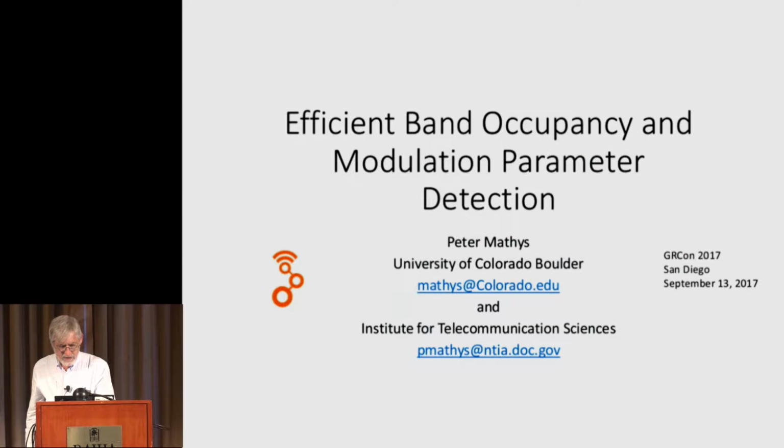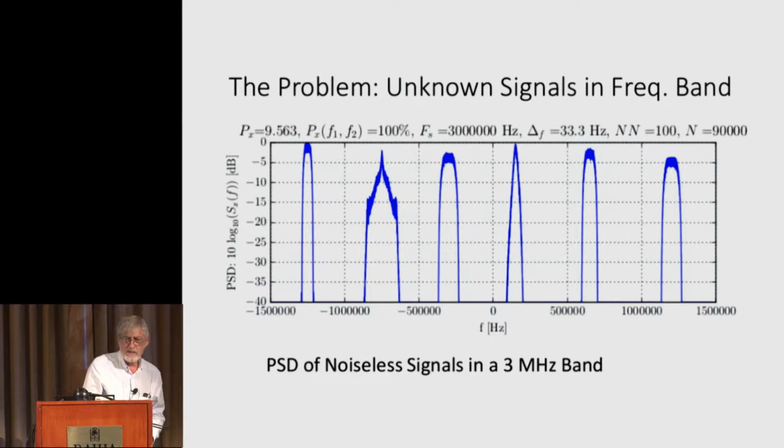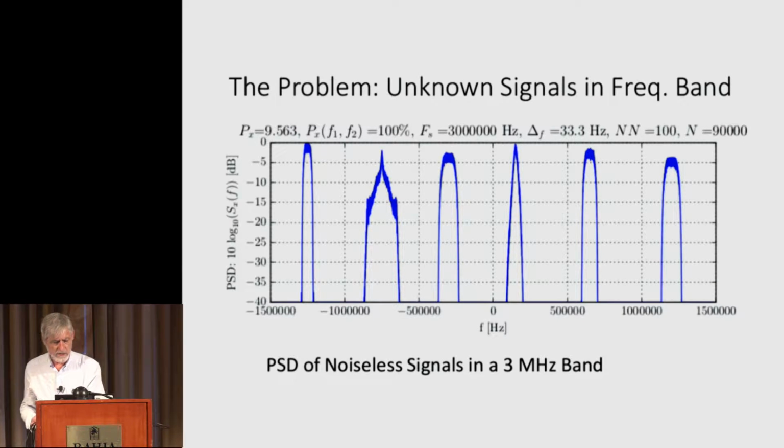So what is it that we want to take a look at? We have a whole band of signals. In this particular example, it's a 3 megahertz band, which has 6 signals inside, and we would like to know what those signals are, or at least figure out to the degree that we can what's in those signals. We assume that those signals are unknown, but we have some idea from what set of signals they could come from. What I'm showing here is just the power spectral density of the noiseless signals in that band.